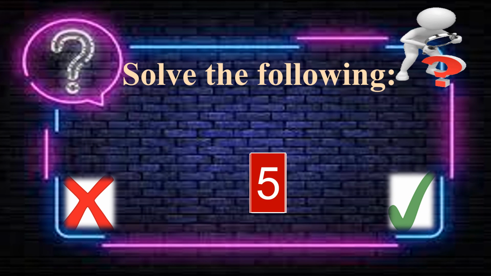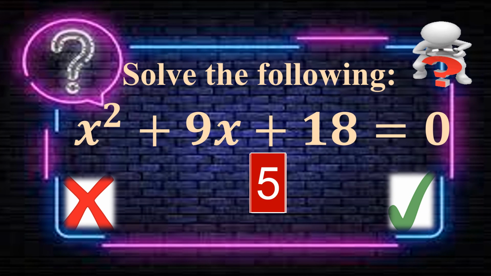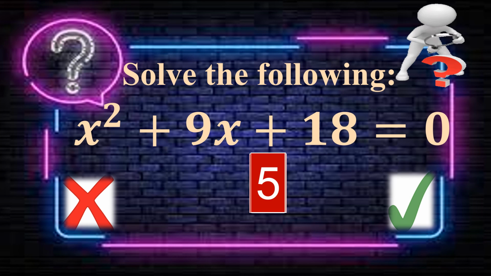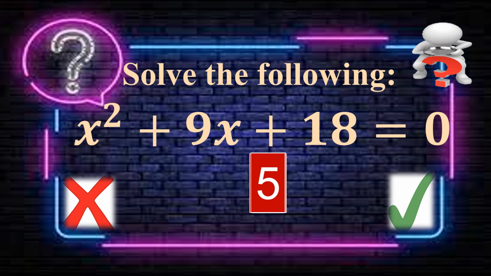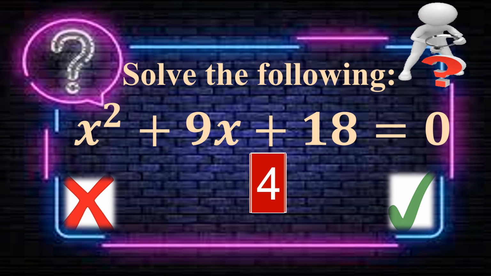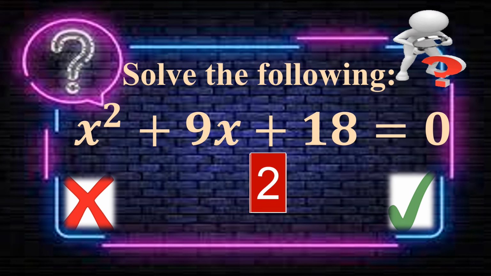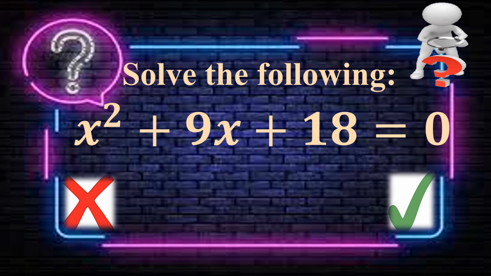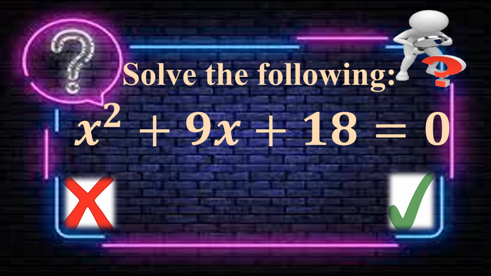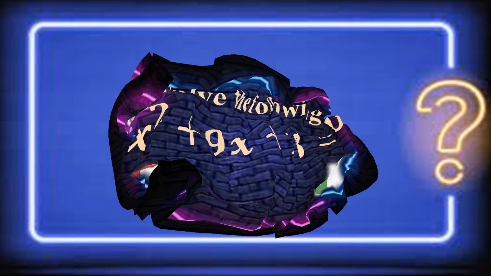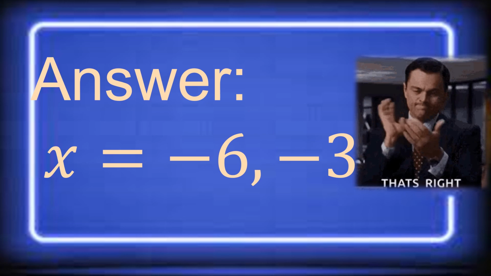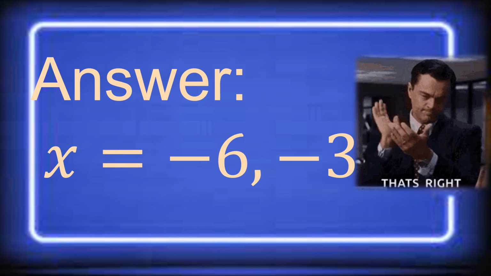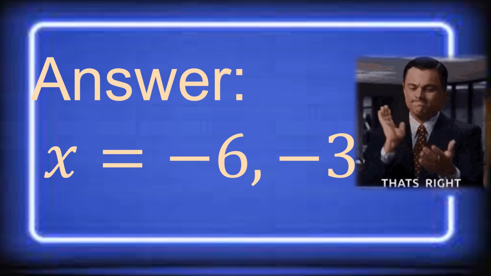Let us have another one. Solve the following: x squared plus 9x plus 18 is equal to 0. 5 seconds to answer this one. That's right. The answer is x is equal to negative 6 and negative 3.